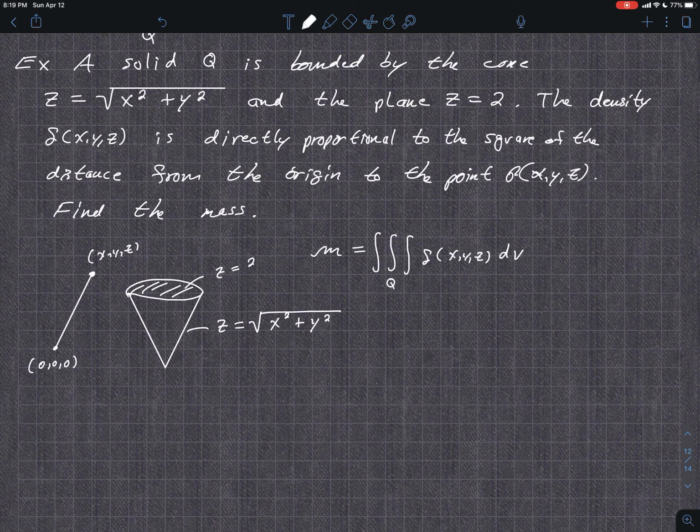So the delta x, y, z then is equal to the square of the distance from the origin. So the distance is the distance formula, so it's directly proportional. And then when you square the square root, you just get x squared plus y squared plus z squared. So you use the distance formula, and then you square it.